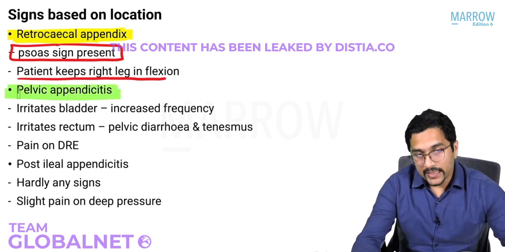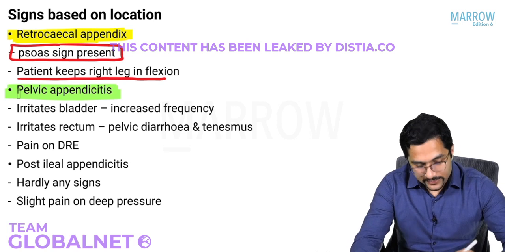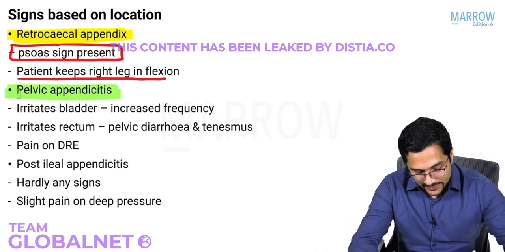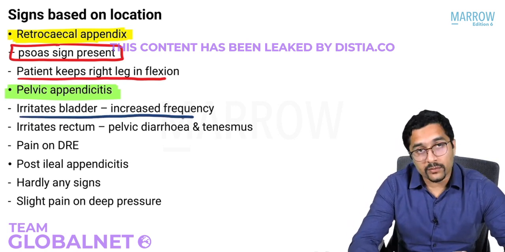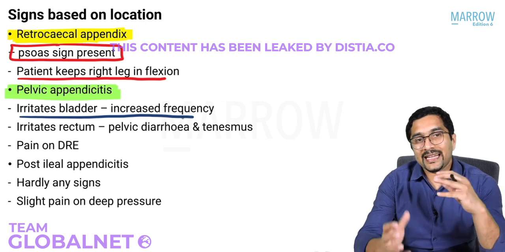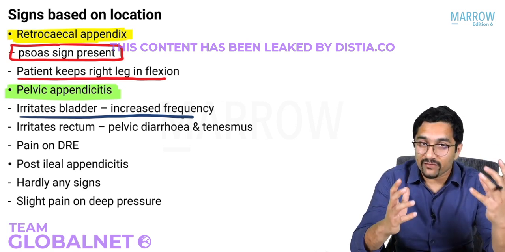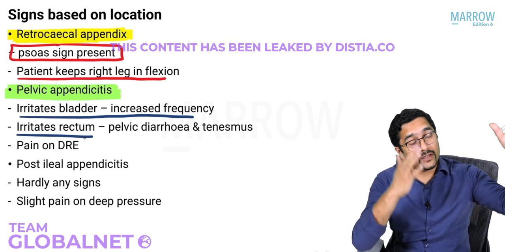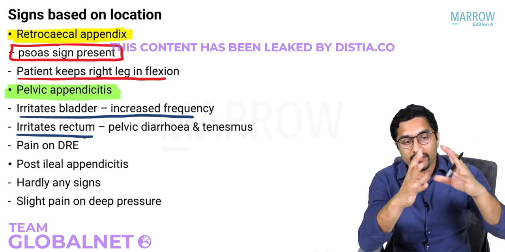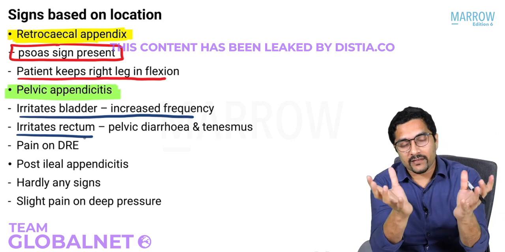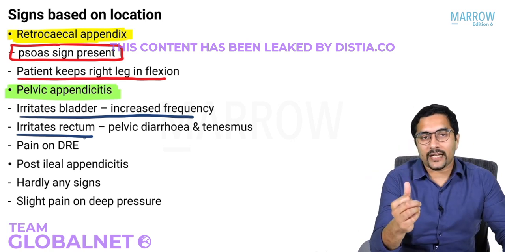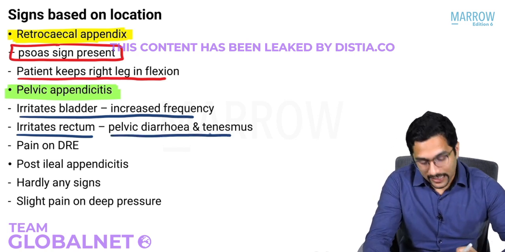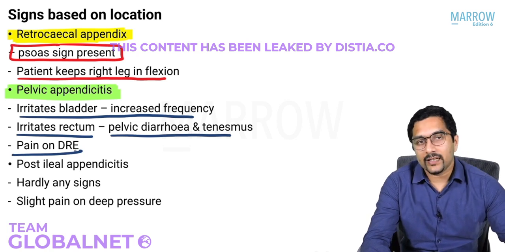When there is a pelvic appendix, when the appendix is in the pelvic region, the tip can irritate the bladder, irritate the rectum, and if it irritates the bladder, the patient is going to have increased frequency of micturition, and it can be misinterpreted as a urinary tract infection. When it irritates the rectum, we have discussed in the module on postoperative fever that if there's a collection in the rectum, a collection in the pelvis, or if there's constant irritation of the rectum, the patient can have pelvic diarrhea. The patient can have diarrhea and tenesmus, and there can be pain on digital rectal examination in a pelvic appendicitis.